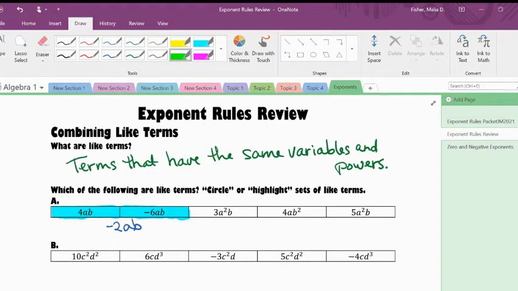The next one has a 3a squared b. So the a is squared and the b is to the power of 1. The fourth term here has an a to the power of 1 and a b squared. So that is not the same. But this last one has an a squared and b to the power of 1. So we can combine those two. When we combine the third one and the fifth one together, we have a 3 and a 5, which is 8, and an a squared and b to the power of 1.